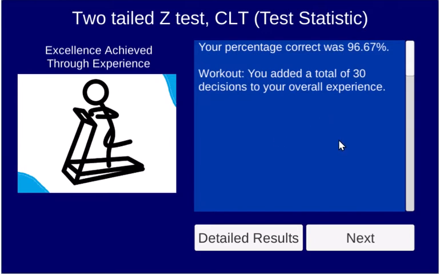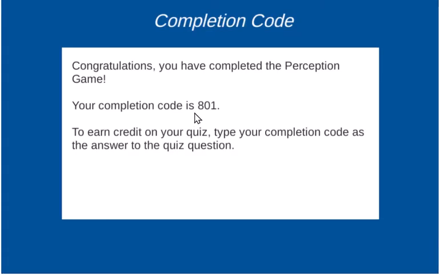So there we go. That's how we do this PLA for hypothesis testing module 10B. And we get a completion code 801. Your completion code will be different each time you take the quiz and different from other people. But whatever your completion code is, that's what you enter as your answer to the quiz.